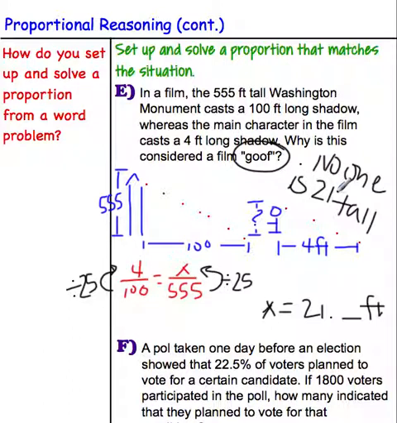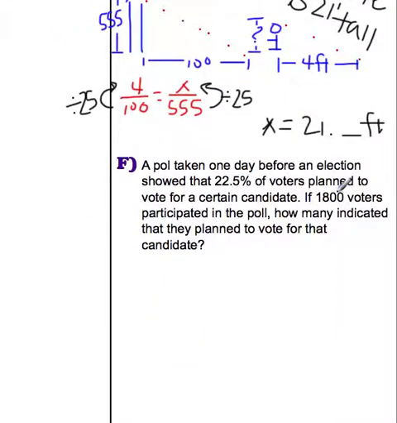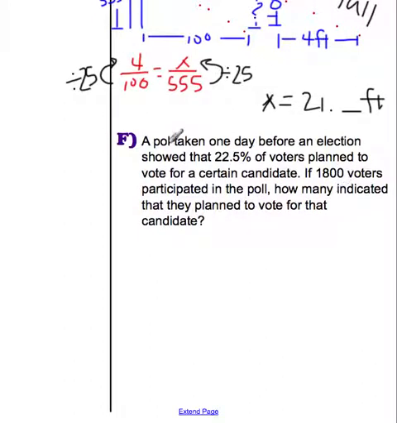So if we take a look at the next example, we have a poll taken one day before the election showed that 22.5% of the voters planned to vote for a certain candidate. And if 1,800 voters participated in the poll, how many indicated that they planned to vote for that candidate? Now this should take you back to our setup for a proportion that our percent out of 100, since 100 means percent, is going to be our part out of our whole.